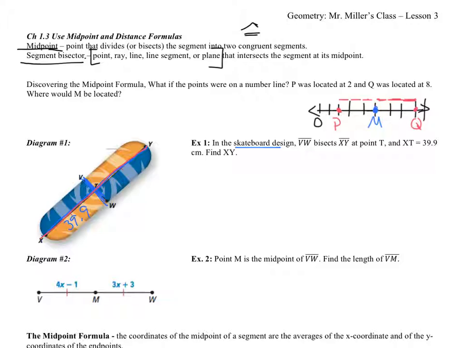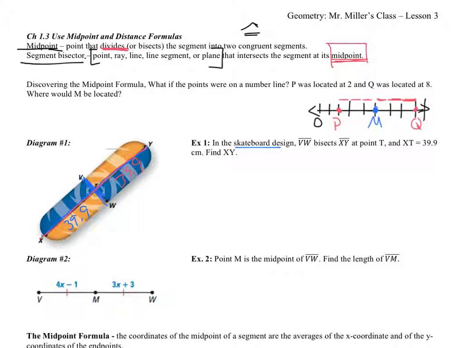And remember, if we have a bisector, it bisects at the midpoint. So up here, we're bisecting at the midpoint, and whenever we bisect something at the midpoint, it divides it evenly. So then we know that this other one, TY, is 39.9 as well.